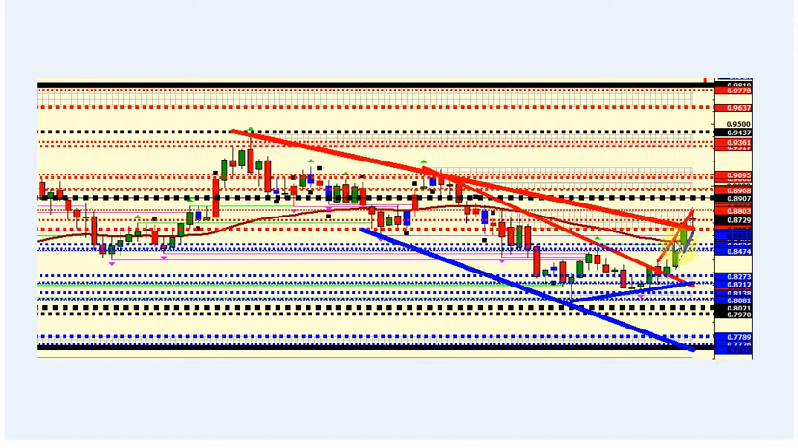So we can see here that price is currently in this zone right here. As we go back and look at the origination of the zone, that zone was a part of a larger downtrend.